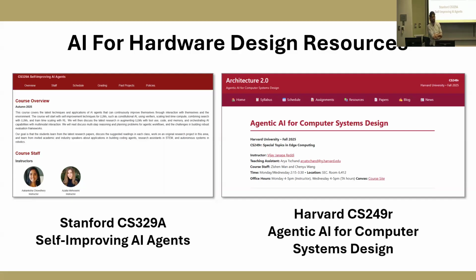And then the other course I would recommend is Agentic AI for Computer System Design from Harvard. And this is more of a survey class. They talk about ML and AI for computer architecture, like hardcore computer architecture stuff. They talk about it for physical design and lower level EDA algorithms. And they talk about it in the sense of AI for LLMs generating hardware, automating the design flow and all that stuff. So this is more of a general survey class that I would recommend looking at for resources.